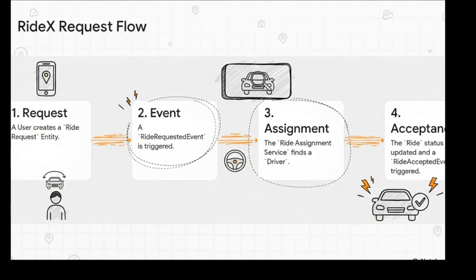Right away, that triggers a ride requested event. A totally separate service is listening for that event, and its job is to find a driver. When a driver accepts, the ride aggregate status gets updated and it fires off another event, a ride accepted event. See how all those patterns, entities, events, services, work together to model a real business process?